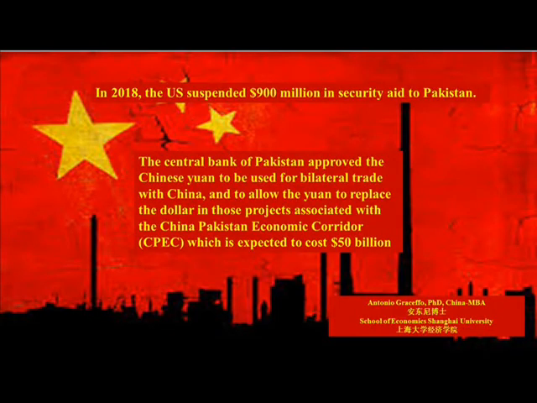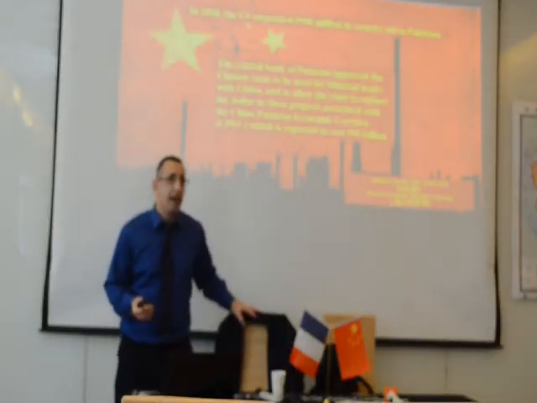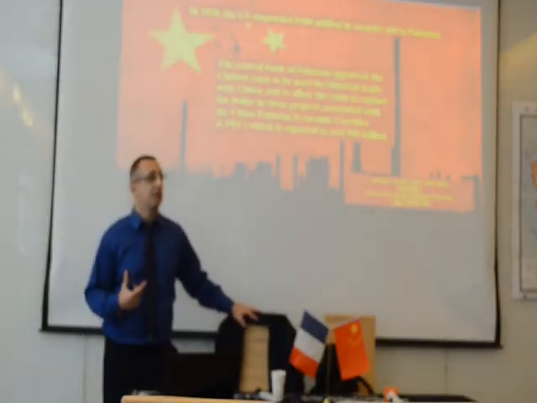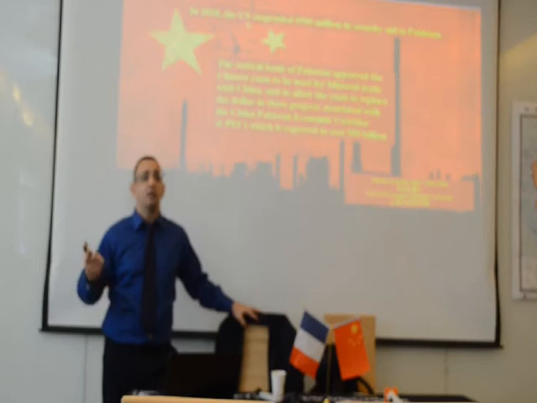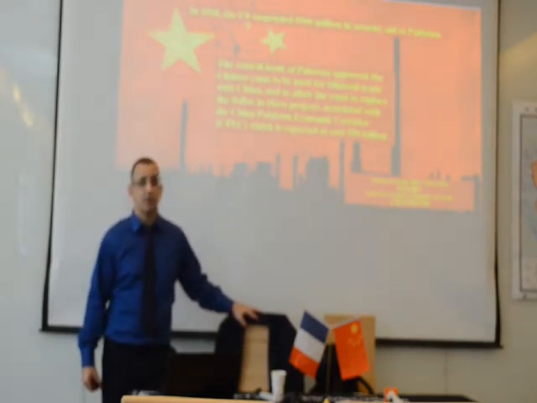In 2018, the U.S. suspended $900 million in security aid to Pakistan. So the U.S. was giving security aid, military aid, to Pakistan. The U.S. cut the aid because they said that Pakistan was not helping us sufficiently in fighting Al-Qaeda or ISIS or these other organizations.